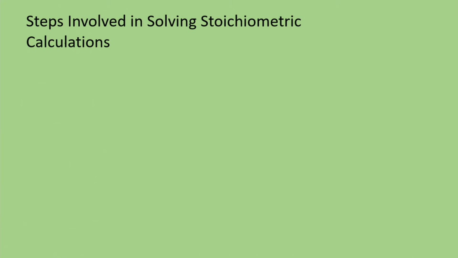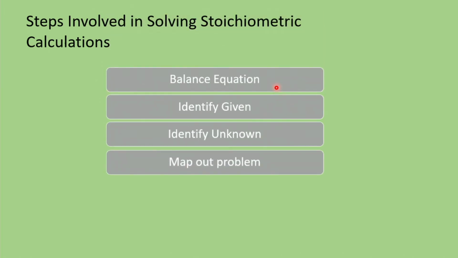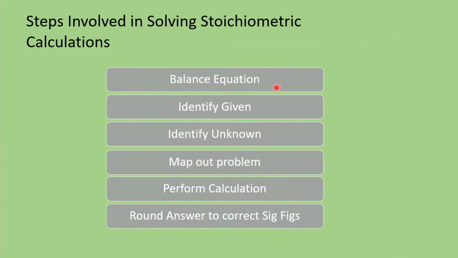So obviously there are some steps involved. The first is we're going to start with a balanced equation. Next, from our question, we're going to identify our given. That's going to be a number with unit. Then we'll identify our unknown, which will just be a unit. So we're going to see how much. And then we'll map out our problem, followed by performing the calculations in our calculator and our final check for sig figs, which is determined by the number that's given in the question.